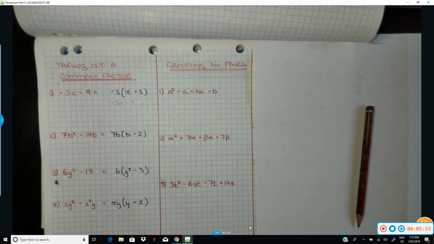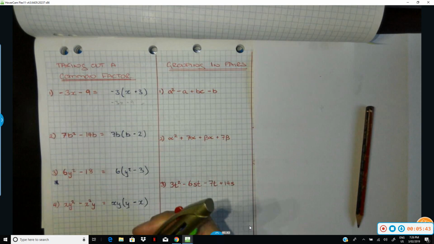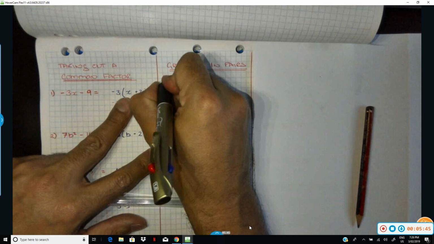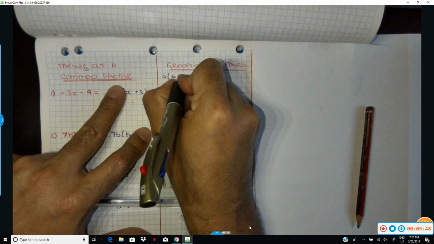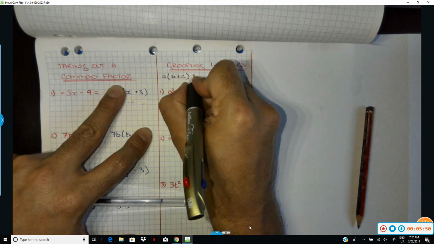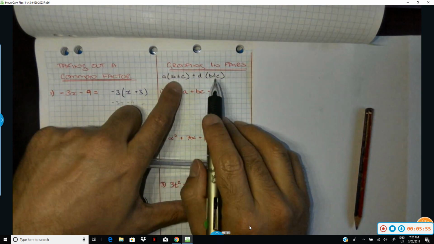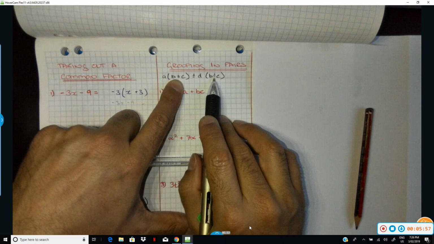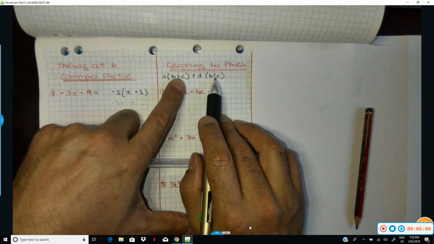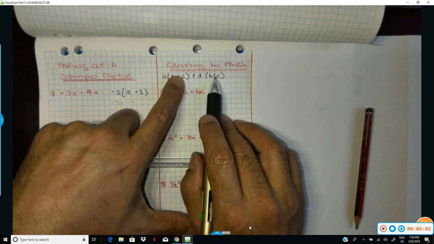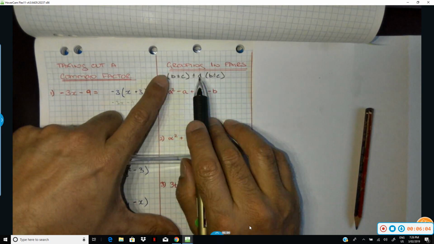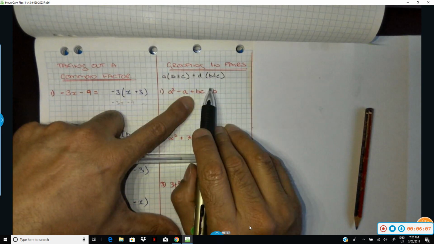Grouping in pairs. What we're trying to do here is get something in the form of A(B plus or minus C) plus or minus D(B plus or minus C). The middle things have to be the same. They have to be exactly the same. And if they're exactly the same, I can take that and put it on the side and then collect whatever's on the outside and put that in another bracket.